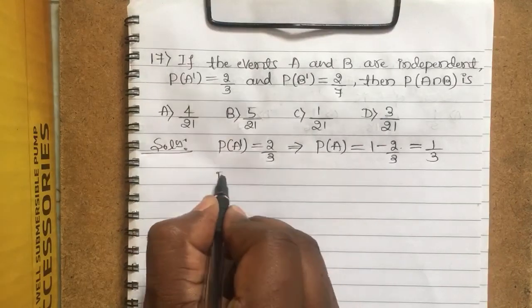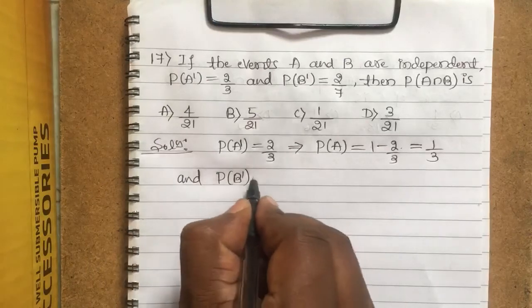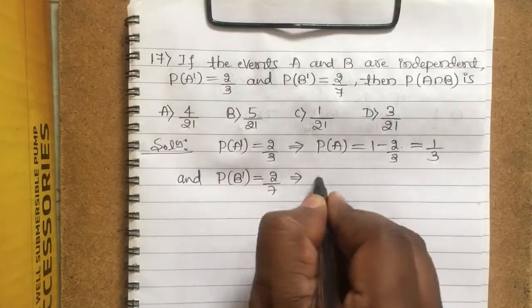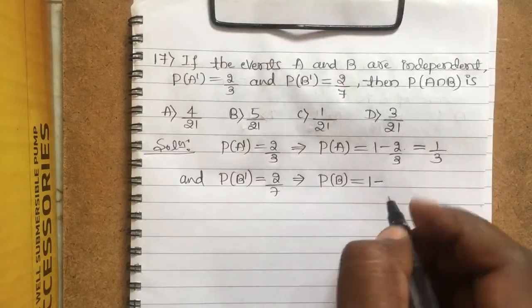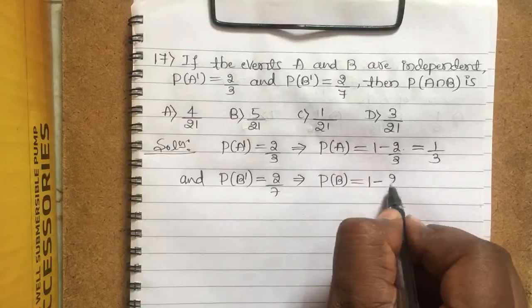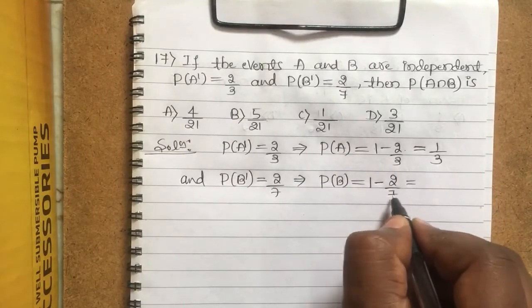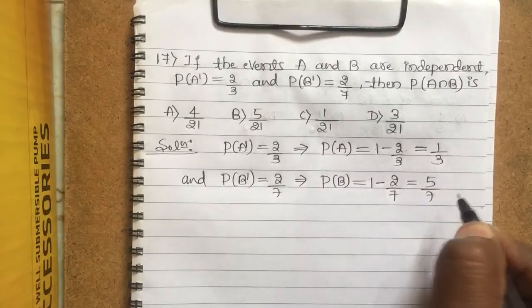Now P of B dash is equal to 2 by 7. This implies P of B is equal to 1 minus 2 by 7. So simplify this: 7 minus 2, it is 5 divided by 7.